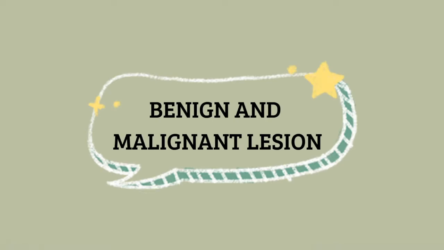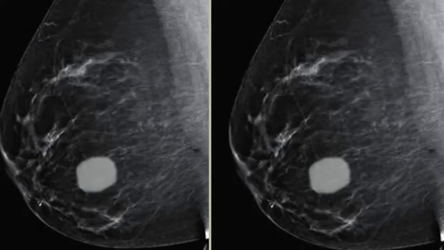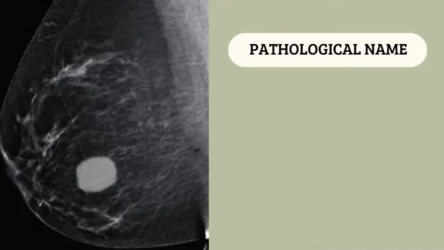Next, I will show two images of a benign and a malignant lesion. First is the benign lesion. So, this is my example of a benign lesion. The pathological name and findings are here.